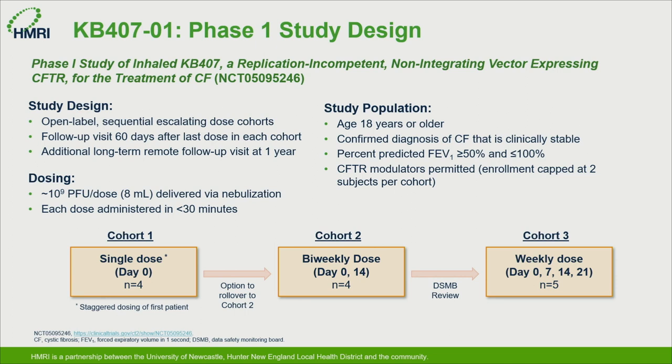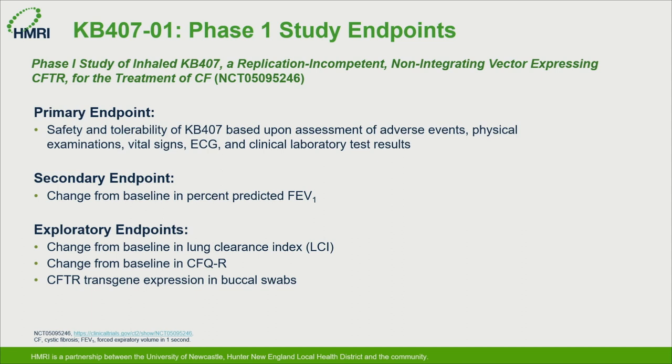We'll recruit adults age 18 and older, confirm diagnosis of CF, FEV1 sitting between 50 and 100% predicted. We will initially be allowing CFTR modulators in this group as well, just to be able to start recruitment. So safety is going to be the primary endpoint predominantly here, with assessment of adverse events, physical examination, clinical findings that would be fairly standard for assessment.